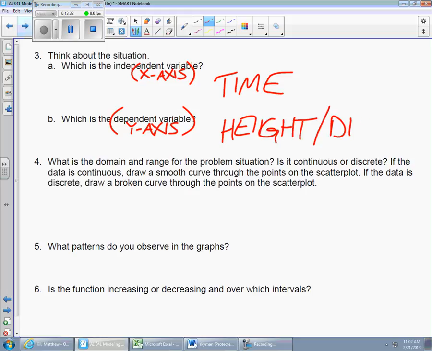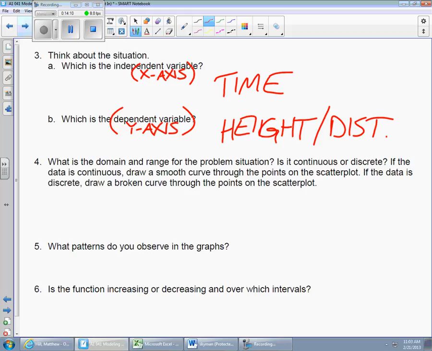Height, distance, it's the same. Okay, and the way this relationship exists, and we all need to know this relationship, is really quite simple. The stuff that's on the y-axis depends upon where you're at on the x-axis. His height jumping off the diving board depends on how much time has gone by since he jumped. The height depends on the amount of time that goes by.